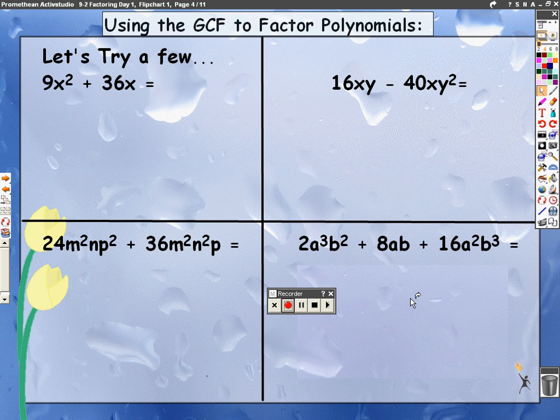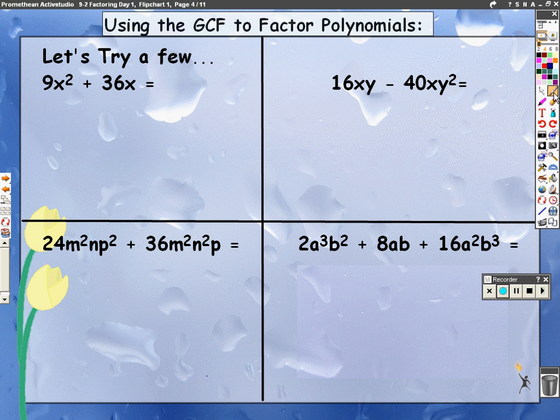Okay, we're going to do a quick review of using the greatest common factor to factor polynomials. We learned how to find the greatest common factor before by finding the prime factors, and you should have that in your notes. I'm going to show you a quick way to do that because you need to be able to find that greatest common factor quickly for these types of problems.